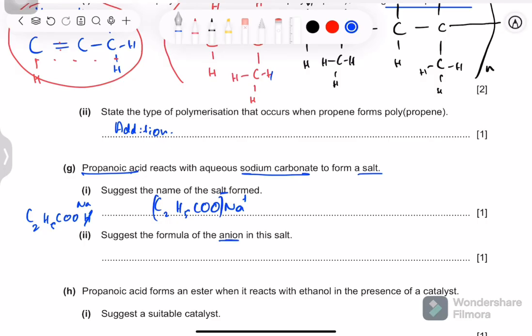Suggest the formula of the anion. The anion is the propanoate ion, C2H5COO. Here we have to write the name. The salt is sodium propanoate. Similarly, if this would have been butanoic acid containing 4 carbon, this would have been sodium butanoate. You can see the pattern, right? Pentanoate, hexanoate, same thing.